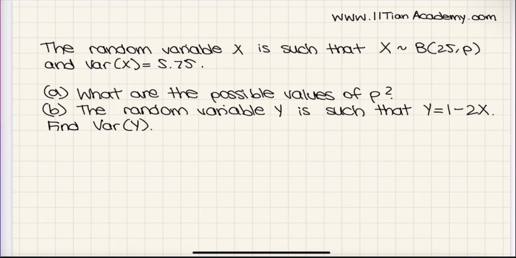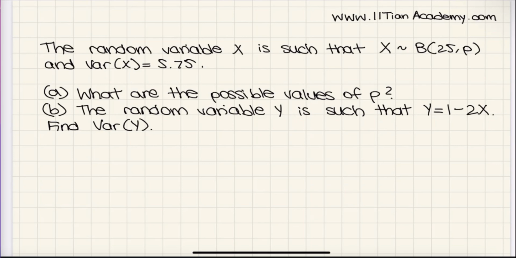Here, when we say the probability, this is the probability of one specific success. So, what's the probability of one success, if the variance is 5.75 and the number of trials that's done is 25?